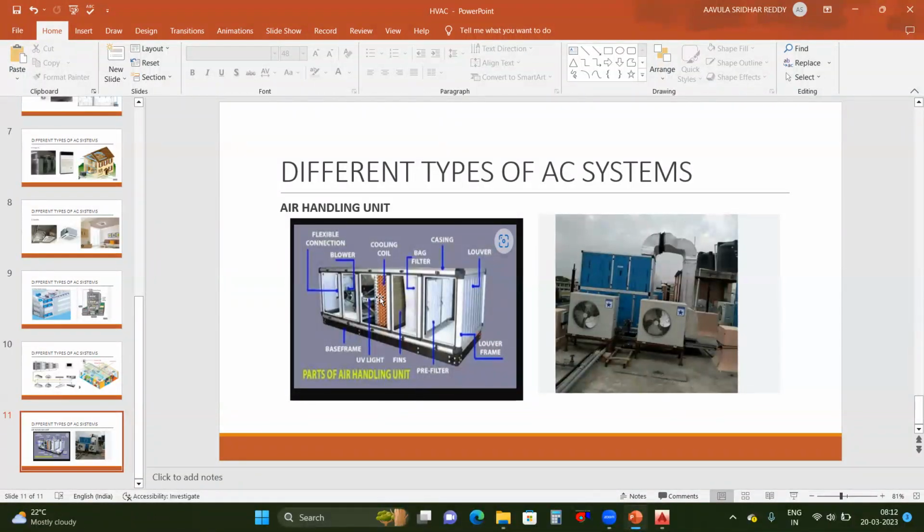This we call the cooling coil. Cooling coil is nothing but the evaporator. Okay. So to cool the air, we use this cooling coil. And next one is the blower. To send the required air to the rooms, we use this blower. Okay. Next one is a connection which is used to connect with the duct. So these are the parts of the air handling unit. So that's it. These are the different types of air handling units.